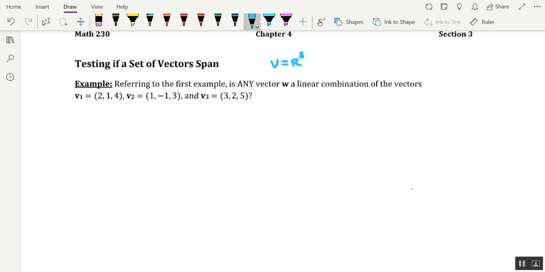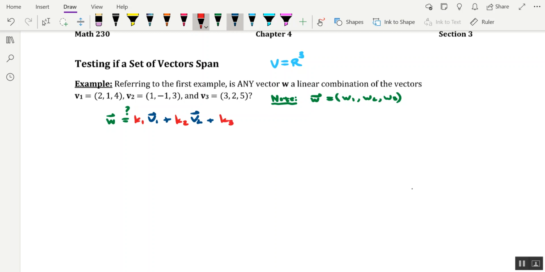Now, we do have to be a little more general here. So I'm going to make a note, maybe over to the right. We're not picking a specific vector w, so we'll have to work with generic components. I would like those components to be labeled as w1 through w3. And we're trying to answer this question: is w going to always be expressed as k1 v1 plus k2 v2 plus k3 v3, regardless of what values we pick for w sub 1 to w sub 3.